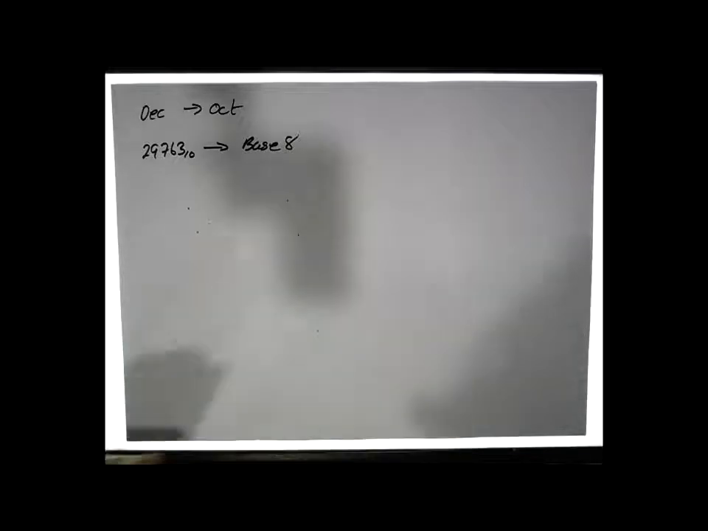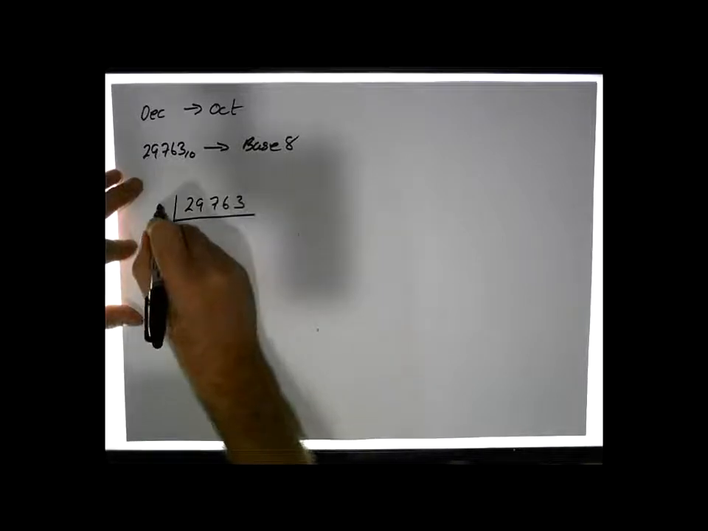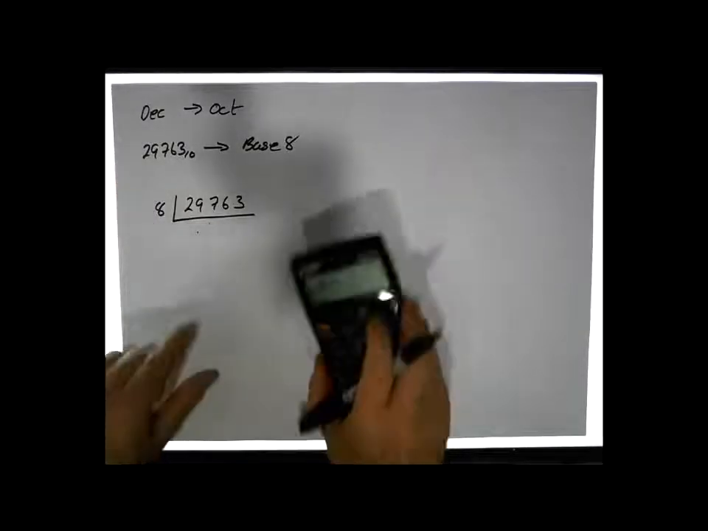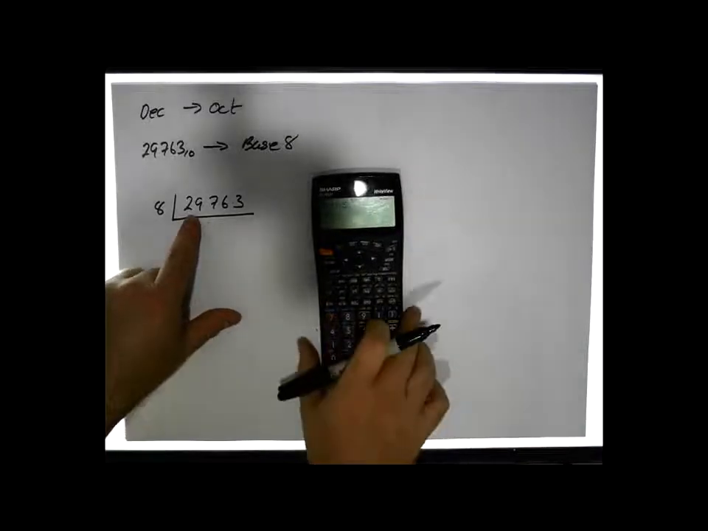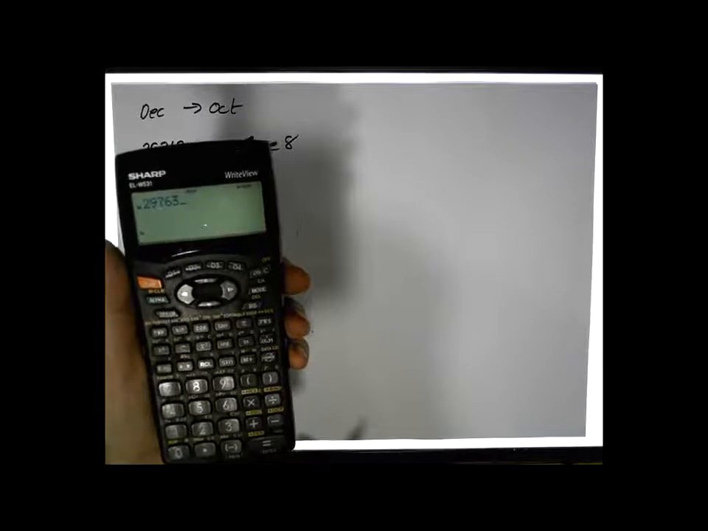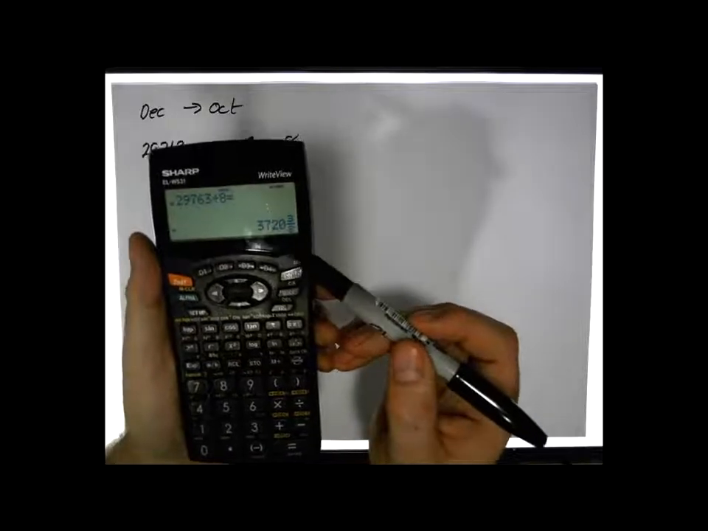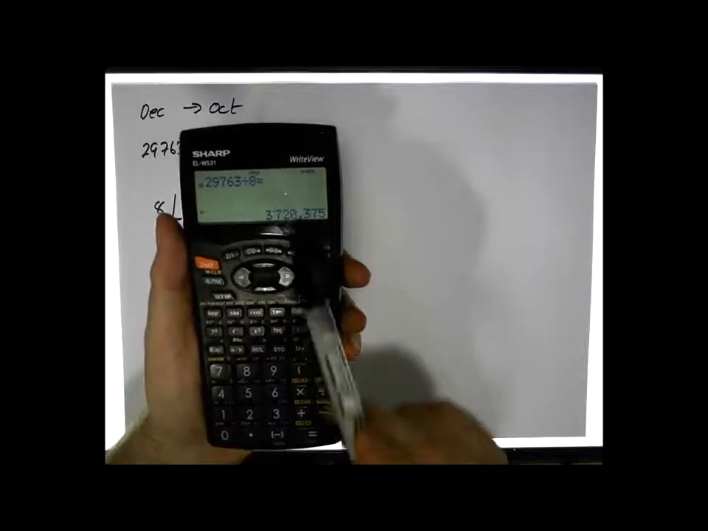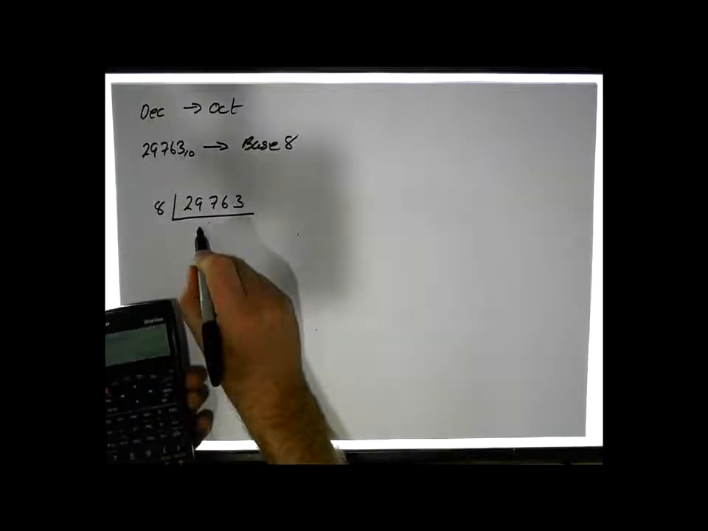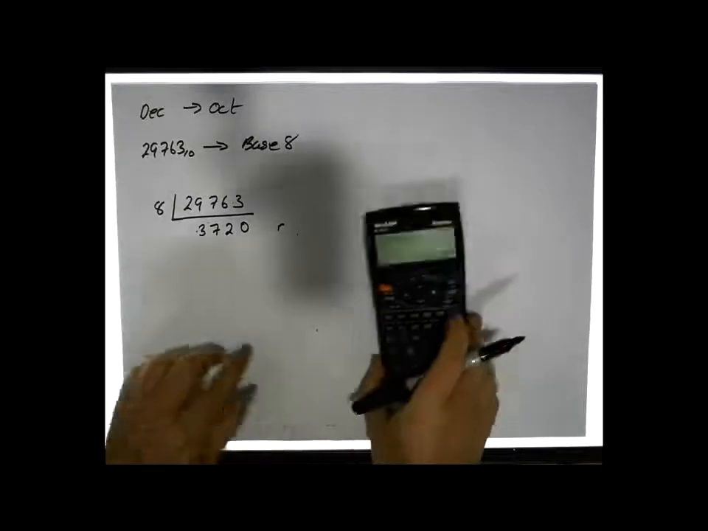Keep that division algorithm in mind. So now we take our number 29763 and we divide it by 8. Now this is where the calculators come in handy. 29763 divided by 8. It actually goes 3,720 times with a certain amount over. So let's just keep track of that. 3,720 times, and there is a remainder. Okay. What's the remainder?